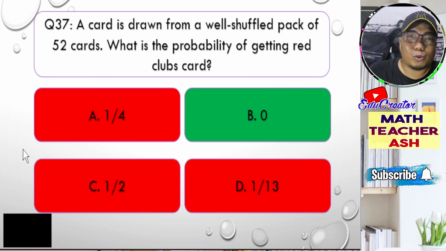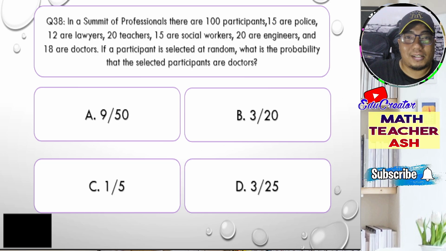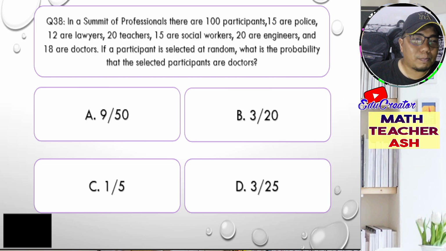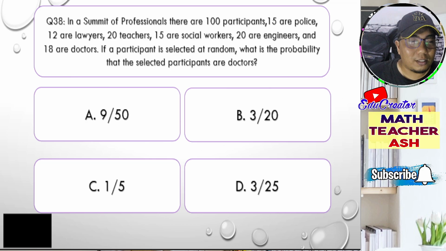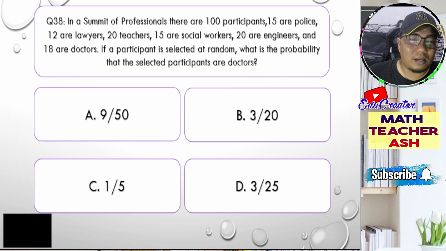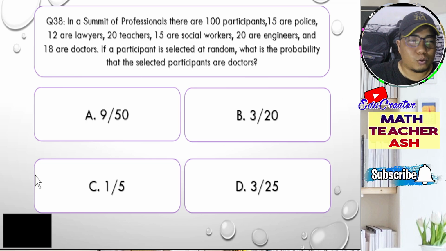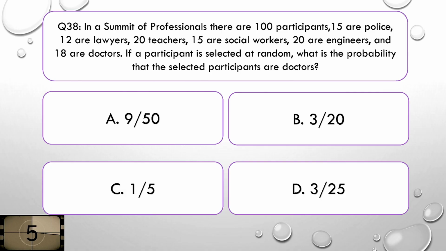Now let us go to question number 38. In a summit of professionals, there are 100 participants. 15 are police, 12 are lawyers, 20 teachers, 15 are social workers, 20 are engineers, and 18 are doctors. If a participant is selected at random, what is the probability that the selected participant is a doctor? Is it A, 9 out of 50, B, 3 over 20, C, 1/5, or D, 3 over 25? I'll give you 5 seconds to think about your answer.